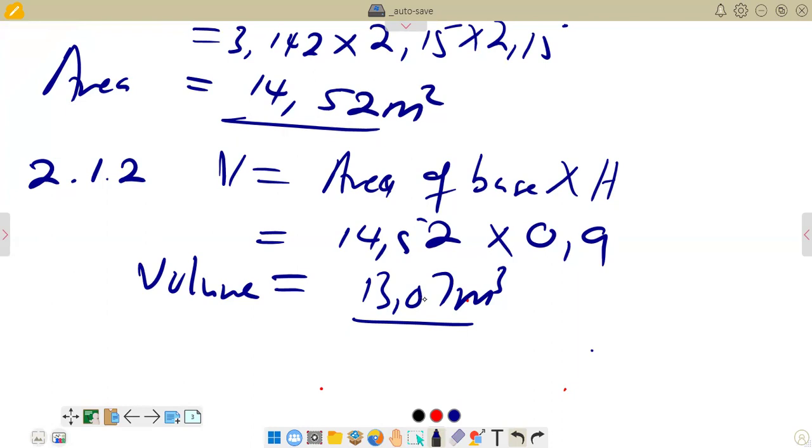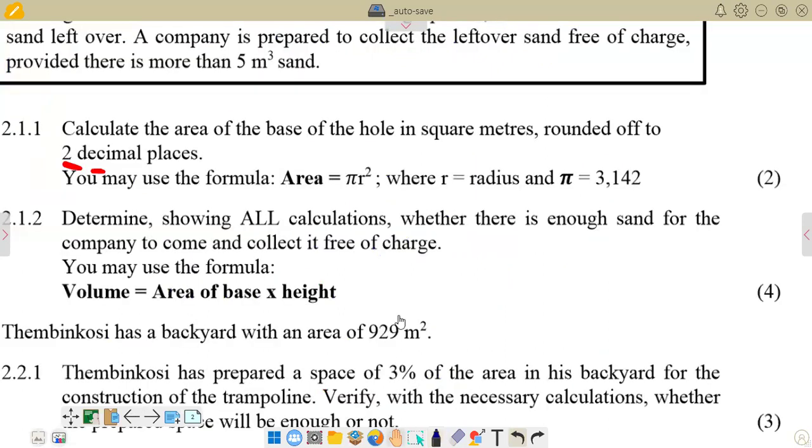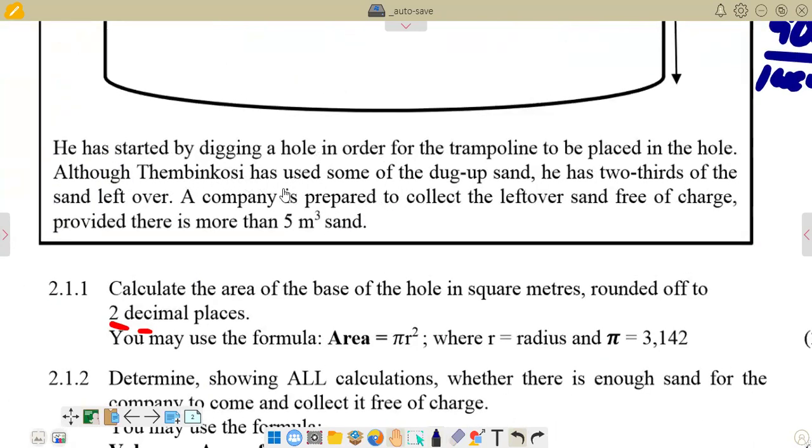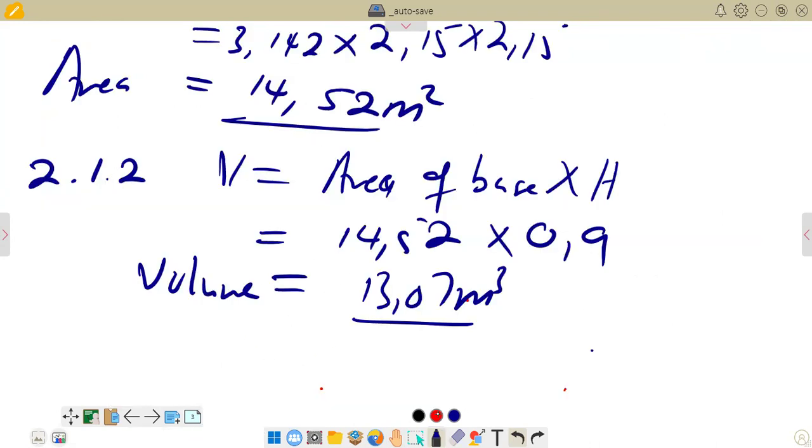Since we are having 13.07, let's go back to the question again. We are being told that although Nicholas has used some of the dug up sand, he has 2/3 of this sand left over. So we need to calculate 2/3 of the answer that we got, so that we can see the actual amount of sand that is left over. Basically, we are going to say 2/3 times the answer we got as our volume, so 2/3 multiplied by 13.07. Just do that.